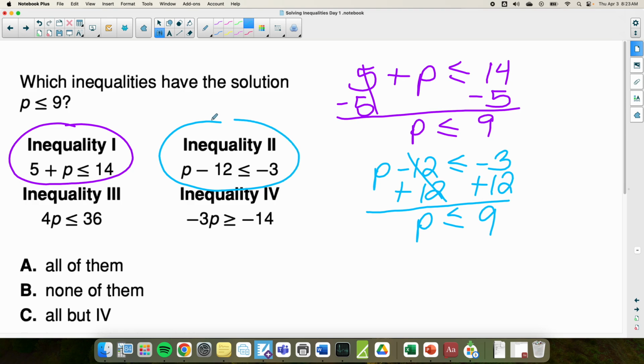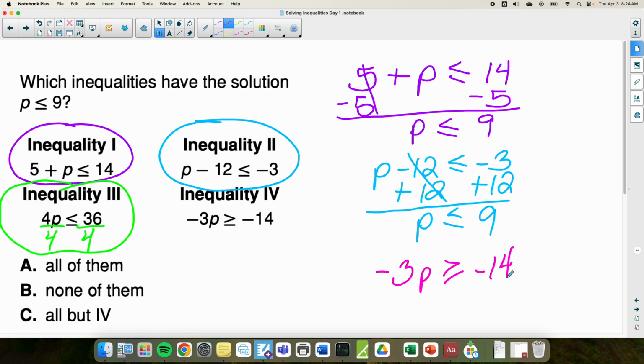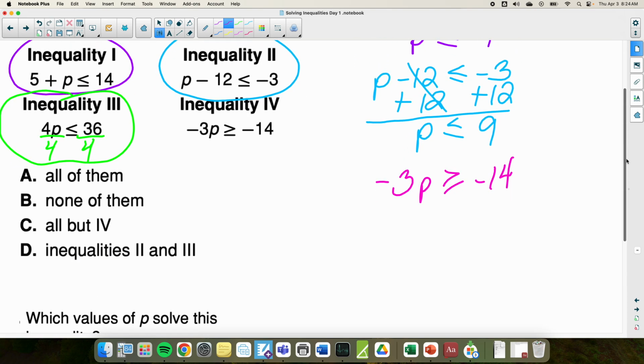So this one works. Then if I look at that one, this one might be easy just to do this. Are we going to get P is less than or equal to 9 for that one? Yes, okay. And then the last one is negative 3p is greater than or equal to negative 14. Are we going to get p is less than or equal to 9 for this? No. So now if we look at our answers, it's not all of them, it's not none of them. This is all but 4, that would be our answer. And then the last one, is it just 2 and 3?